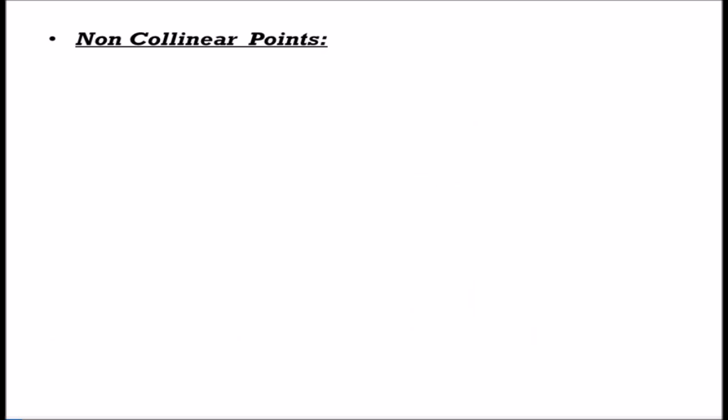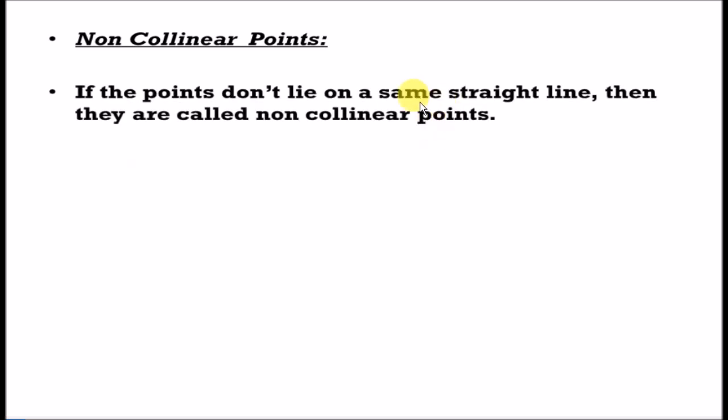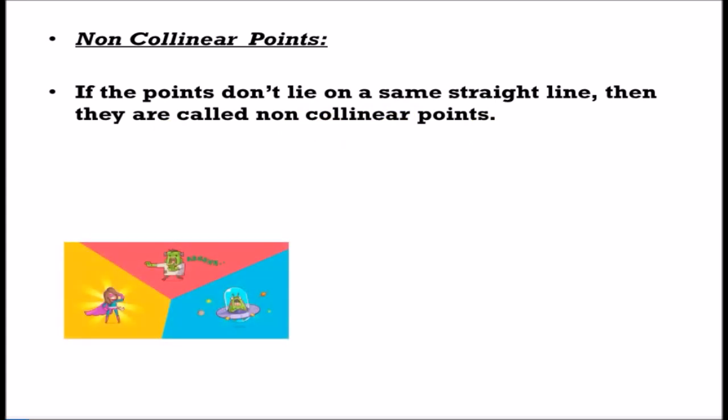Now non-collinear points are exactly the opposite of collinear points. The definition is, if the points don't lie on the same straight line, then they are called non-collinear points. If you look at the picture given here, these three individuals are at points such that if you try to join them with one single straight line, we will not be able to do that. They cannot be joined with the help of a single straight line, so they are called non-collinear points.